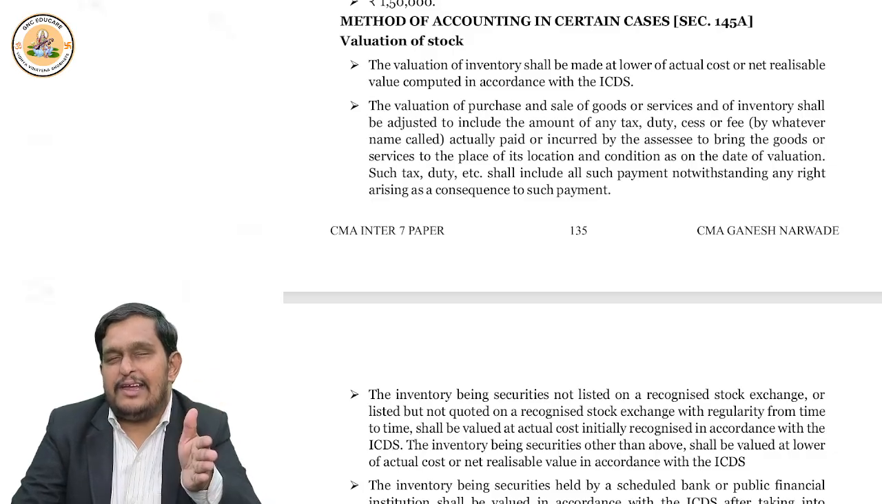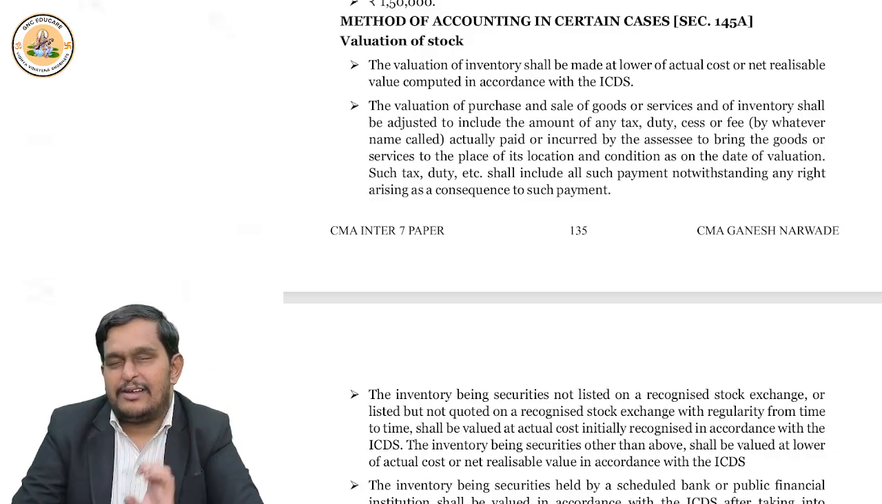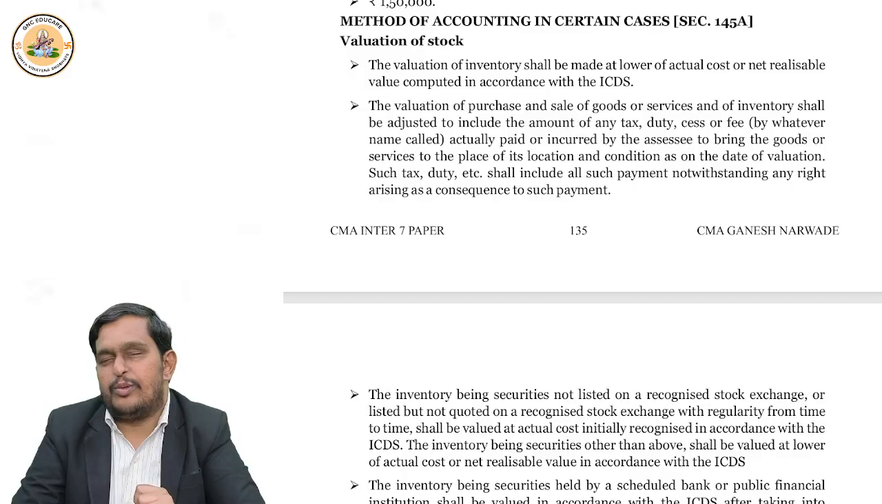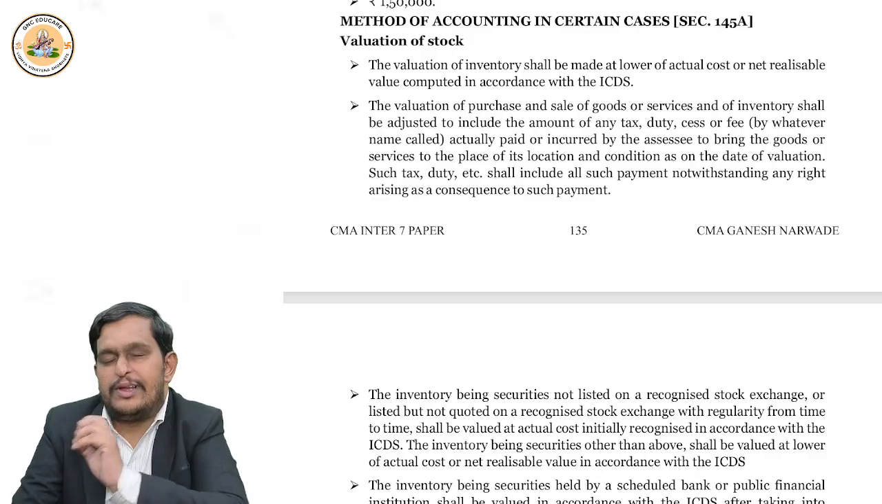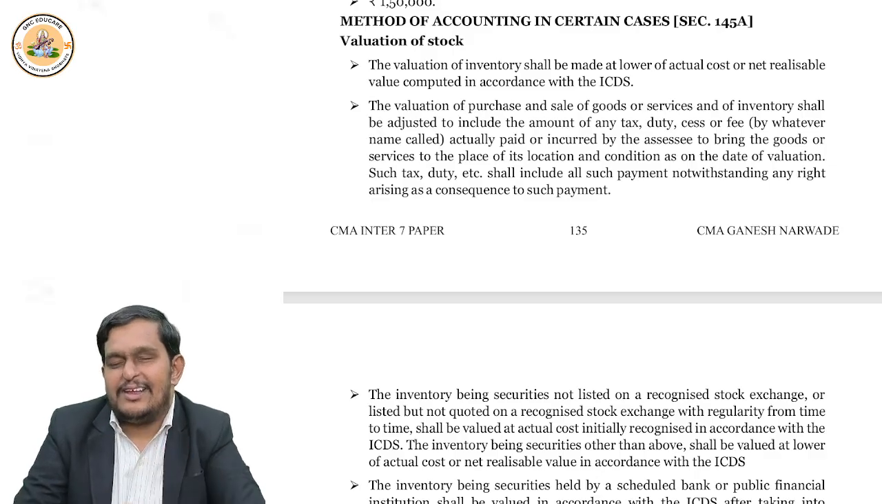For category A, separate, right? What is the value? Cost or net realizable value, whichever is lower. For category B, cost or net realizable value, whichever is lower. Category C, cost or net realizable value, whichever is lower. For category D, like that, you should be able to compute separately, then your answer will go right.